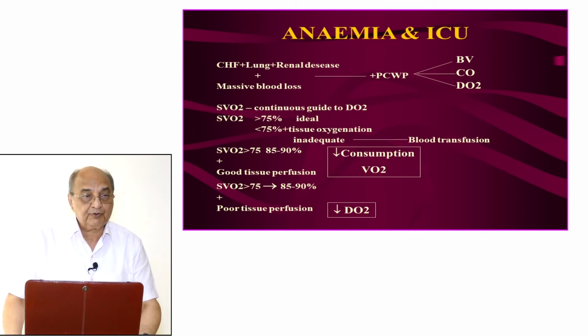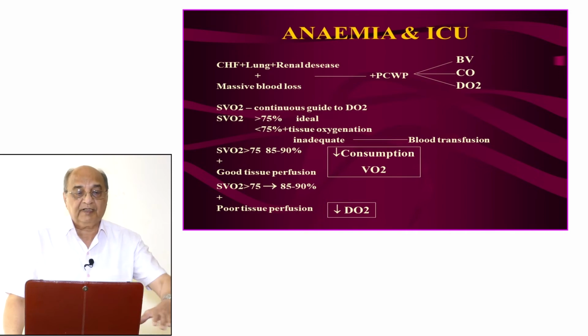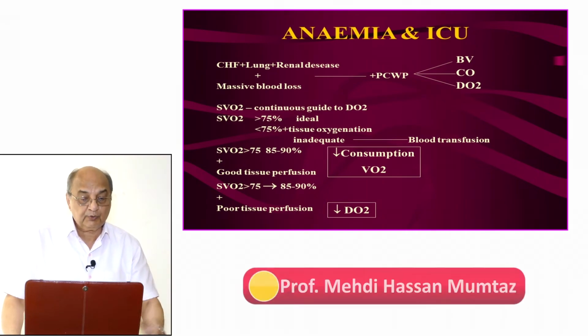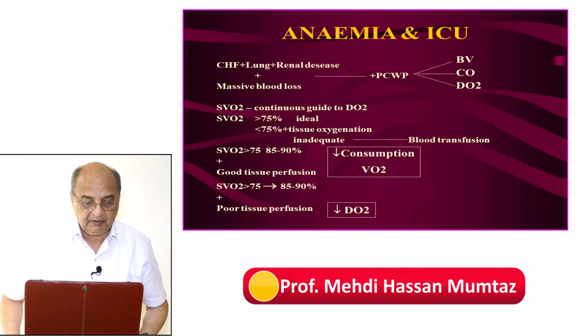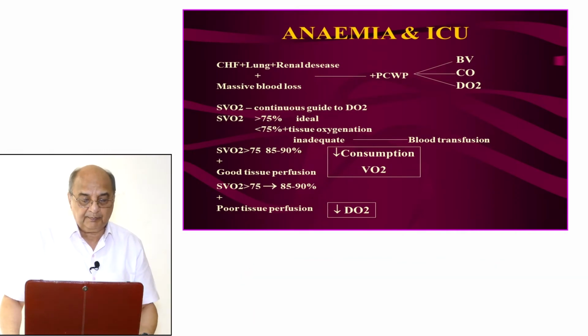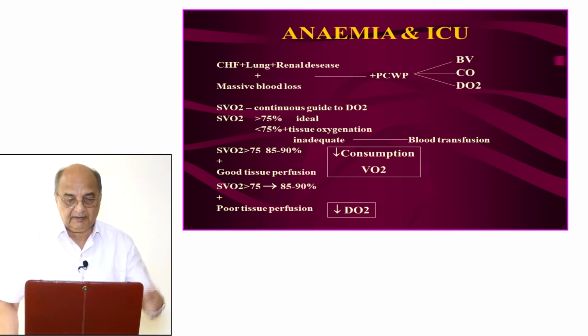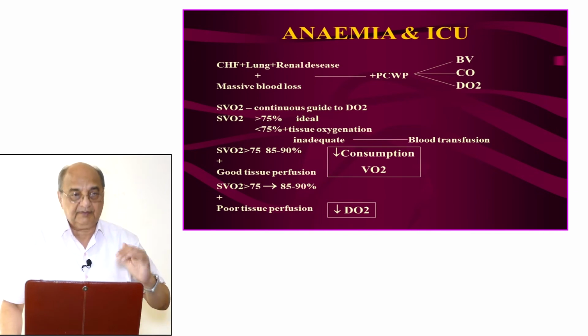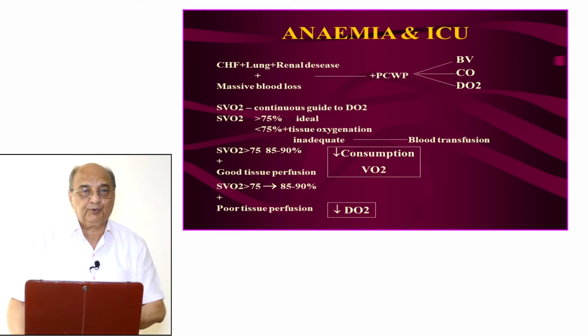So blood transfusion should be given to these patients if hemoglobin has gone down. Saturation greater than 75, it means 85 to 90% plus good tissue perfusion. That reduces the consumption. That means that reduces the VO2.